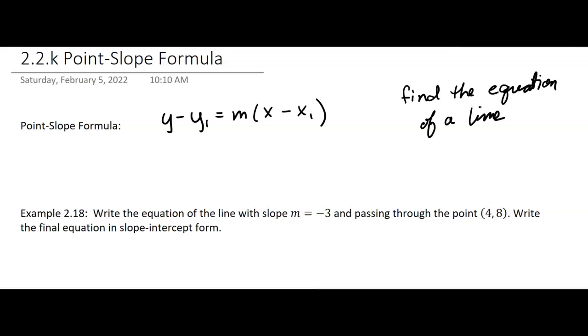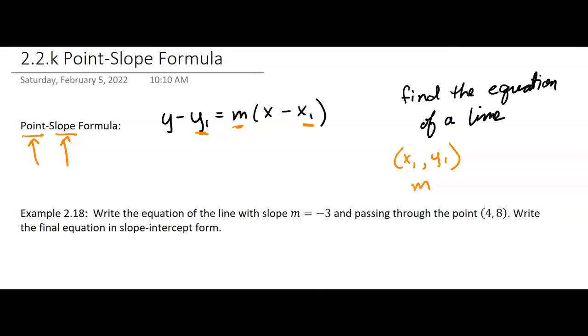Okay, so some things to point out here. y sub 1 and x sub 1 represent a point that you know. So they have to give you at least 1 point to be able to use this formula. And then of course m, you'd have to know the slope. So it's called point slope, and you have to know a point and you have to know the slope.